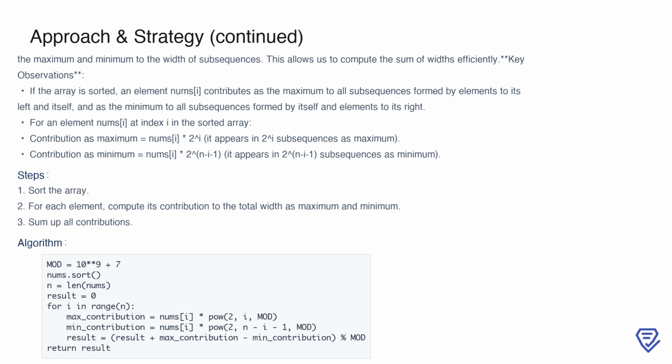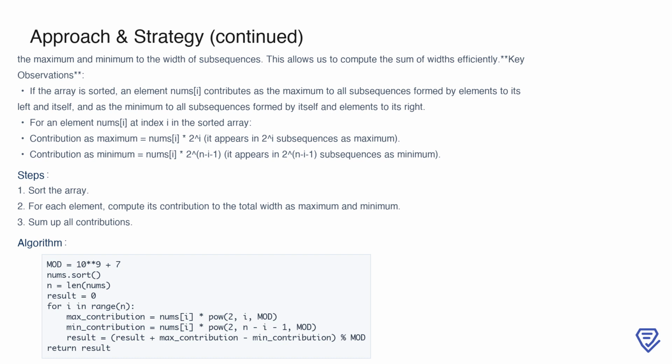elements to its right. Mathematically, the contribution of an element as the maximum is given by multiplying the element by 2 raised to the power of its index, while its contribution as the minimum is determined by multiplying it by 2 raised to the power of n-i-1. By summing these contributions for all elements, we can efficiently calculate the total sum of subsequence widths.